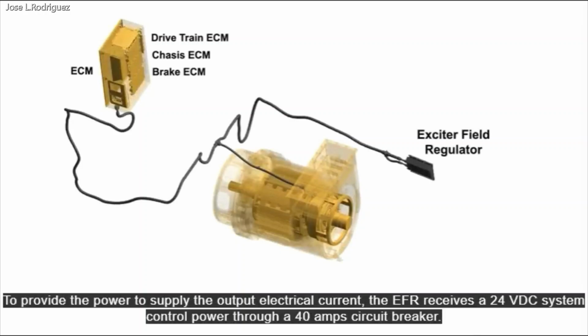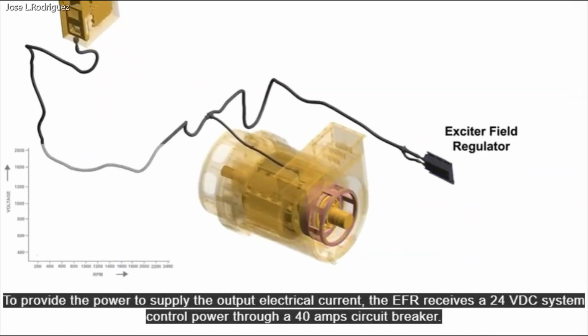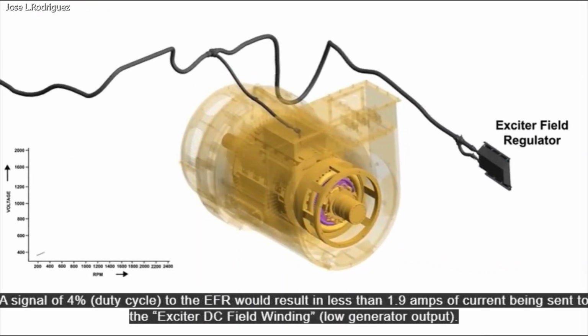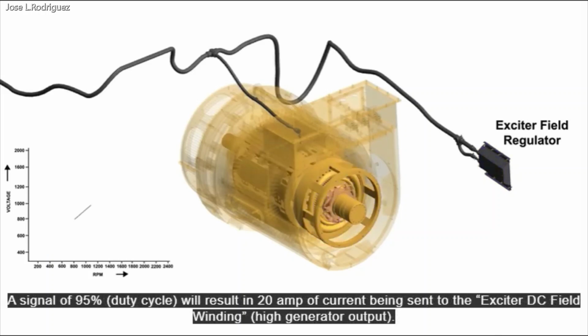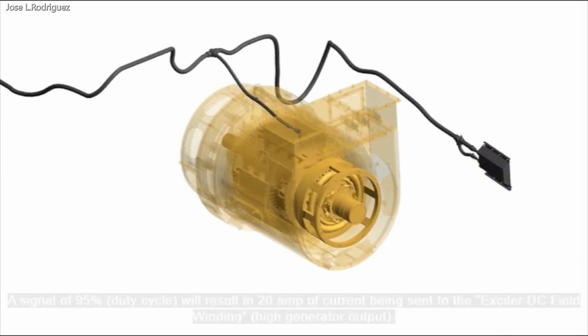To provide the power to supply the output electrical current, the EFR receives a 24 VDC system control power through a 40 amp circuit breaker. A signal of 4% duty cycle to the EFR would result in less than 1.9 amps of current being sent to the exciter DC field winding, low generator output. A signal of 95% duty cycle will result in 20 amps of current being sent to the exciter DC field winding, high generator output.